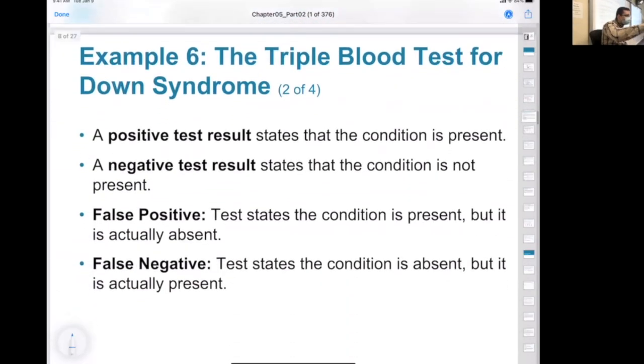Okay. So here you have the four statuses, as I said to you. We have positive test result, which says the condition is present. The negative test result says the condition is not present. False positive test states the condition is present, but it's actually absent. And the false negative test stated that the condition is absent, but it's actually present. Okay, as you can know, for any test we have some errors, right?